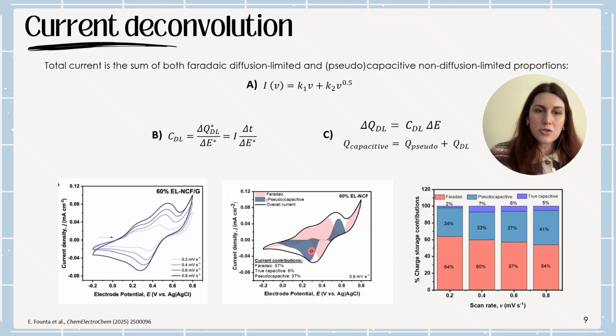The relative contributions can also be visualized for each scan rate in the form of a bar chart to monitor the interplay of different phenomena at each scan rate. This analysis overall provides valuable insights into the underlying phenomena in electrochemical systems.